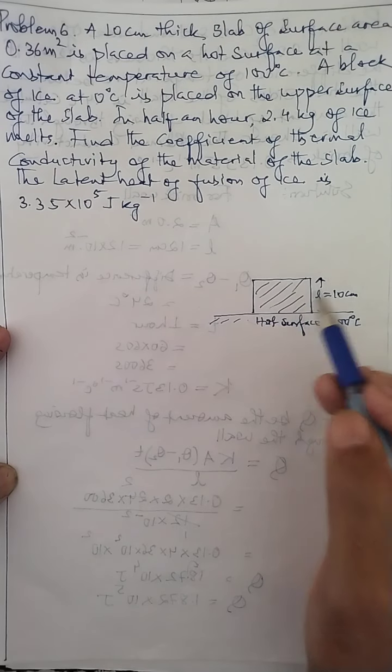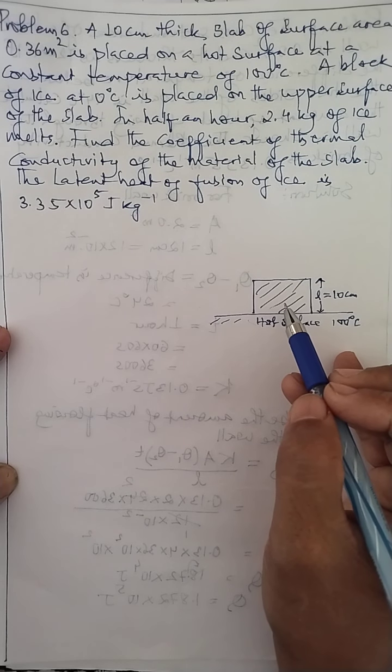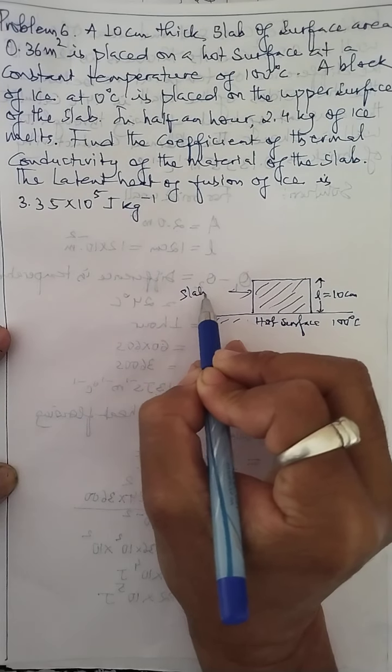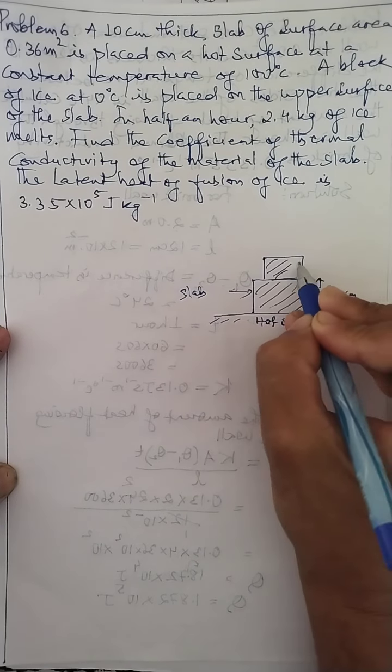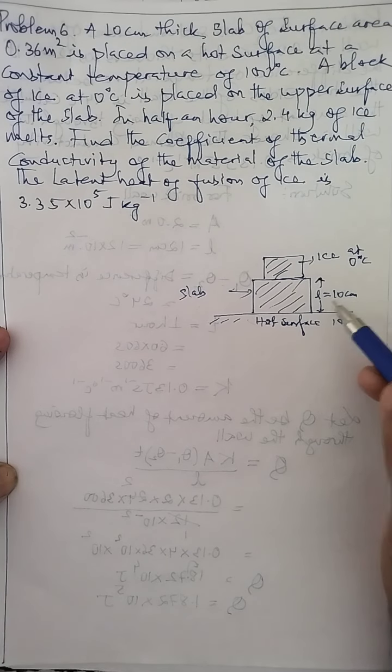A block of ice is placed at 0 degrees Celsius on the upper surface of the slab. Children, this is the slab, and on the upper surface there is a block of ice, which is at 0 degrees Celsius. At this surface the temperature is 0 degrees Celsius, at the other surface it is 100 degrees Celsius. So there is a difference in temperature between the two ends of the slab of thickness 10 centimeter.